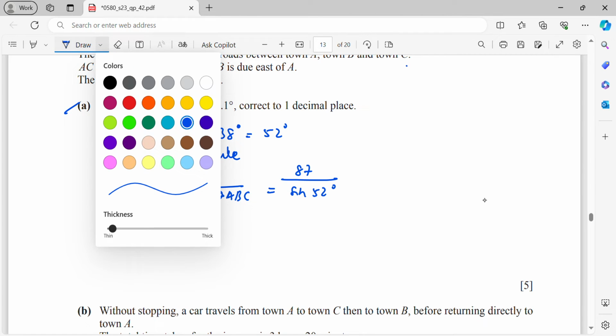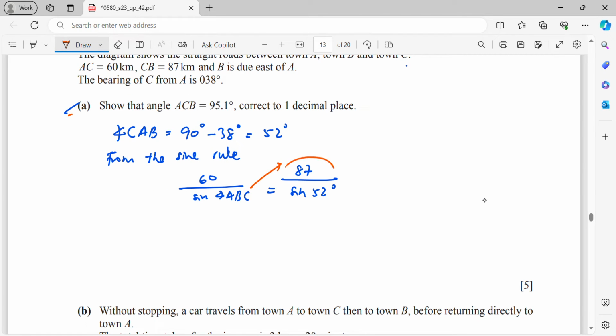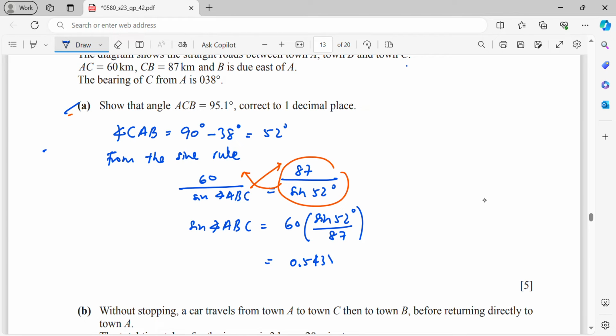Okay, so now to get the sine angle, I move up. This whole term, I move to the other side, becomes divide. So it means that I will be getting sine angle ABC equals to 60 times sine 52 degrees over 87. Then from here, you will be getting 0.5435. Hence, your angle ABC equals to inverse sine of this value. That is going to be 32.9 degrees.